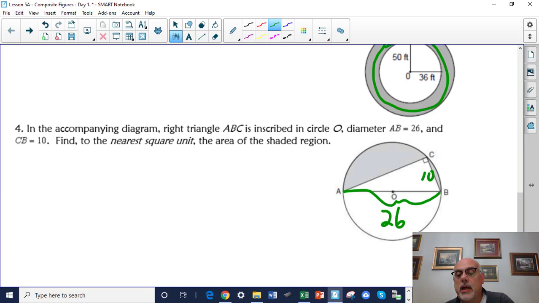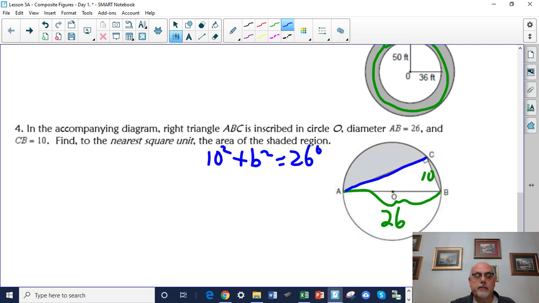Now, in order to find the area of the triangle, you need to find the length of AC. Okay? So it's a right triangle. You have a leg, you have a hypotenuse, and you're trying to find one side, so that's a Pythagorean theorem. So you need the Pythagorean theorem, right? 10 squared plus b squared equals 26 squared. All right. So that's how you're going to find that side. Then you find the area of the triangle, subtract it from the area of the semicircle or half the circle, and that's how you'll find the area of the shaded space.